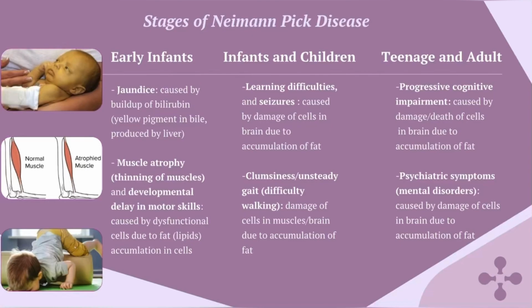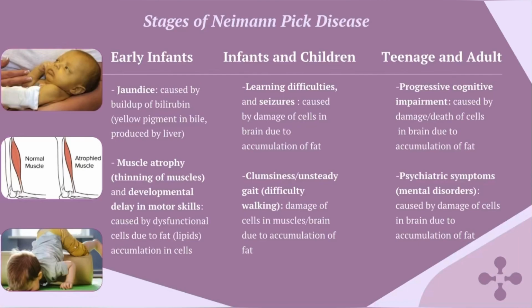During the infantile stage in childhood, learning difficulties and seizures may appear due to damage of brain cells from fat accumulation. And similarly, clumsiness or unsteady gait, which is difficulty walking, is also due to the damage of muscle or brain cells because of the fat accumulation within the cells.